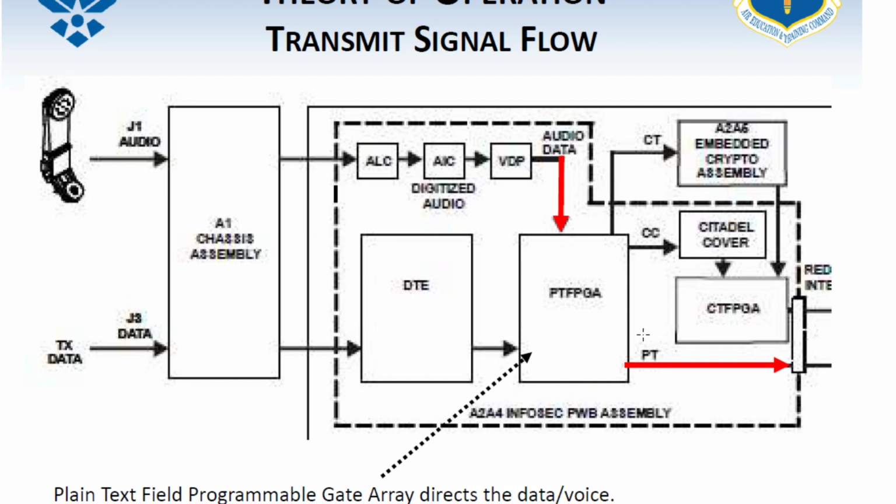Good. So then we go to this thing called the PTF PGA. That's the plain text field programmable gate array, and it directs that data and voice coming in. I like to call this the traffic cop. Why do you guys think I want to call it a traffic cop? Because it directs traffic flow. It directs traffic flow. If it's in encrypted mode, it's going to go up here to CSC, Citadel Cover. If it's also in another encrypted format, CT, ciphertext, it's going to come up here and go through the A2, A5. It's just going to tell it where to go. That's all it's doing. It's just like a cop standing out there saying, nope, don't go that way.